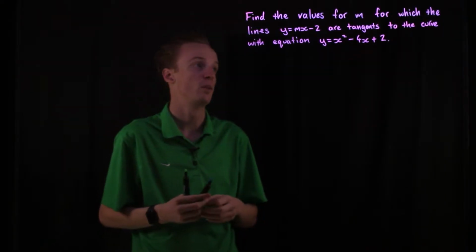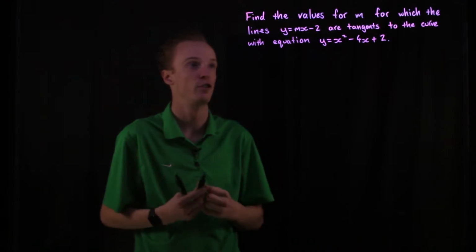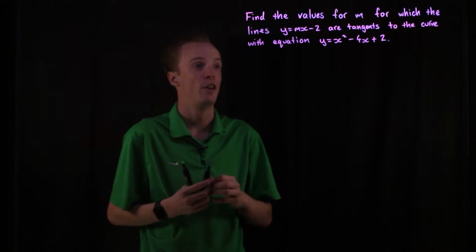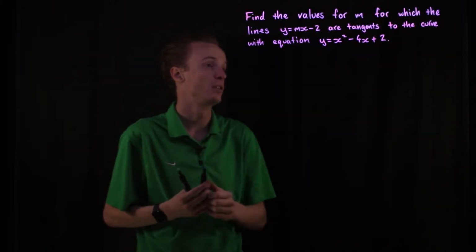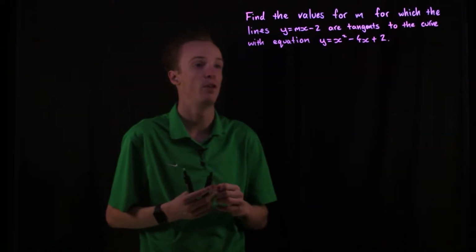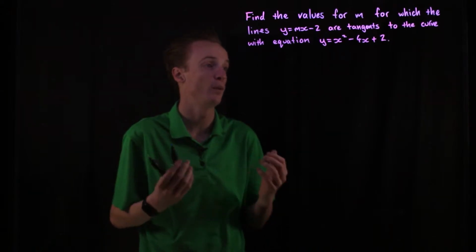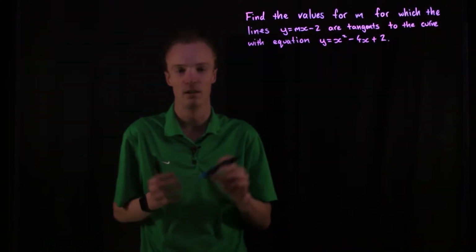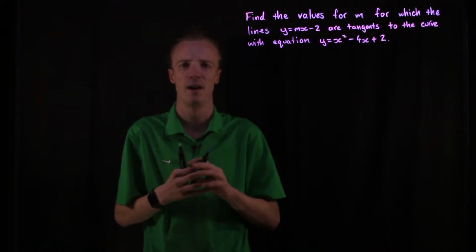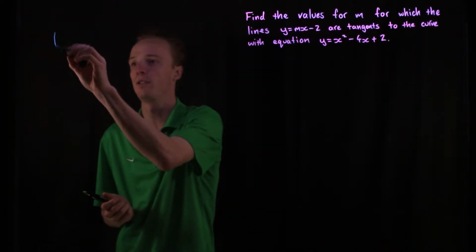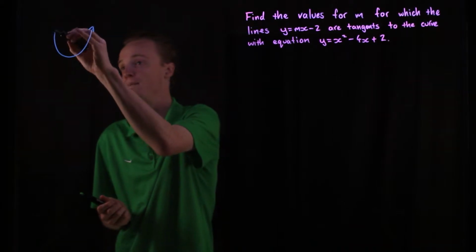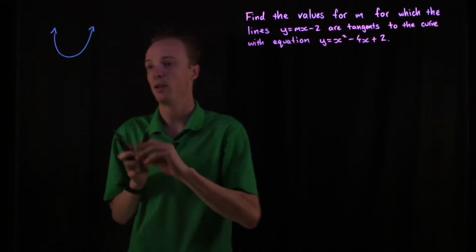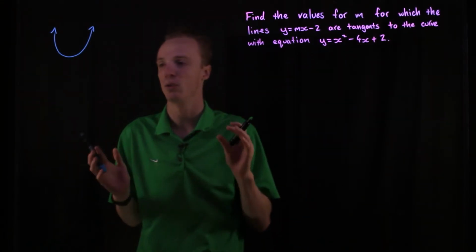So let's take a look at this question about finding where two functions meet. We want to find the values for m for which the lines y equals mx take 2 are tangents to the curve with equation y equals x squared take 4x plus 2. Now what's important here is we're deriving from some past information where we've got this quadratic that could be either way, either smiley face or sad face. And we've got a linear line that's a tangent to this quadratic.